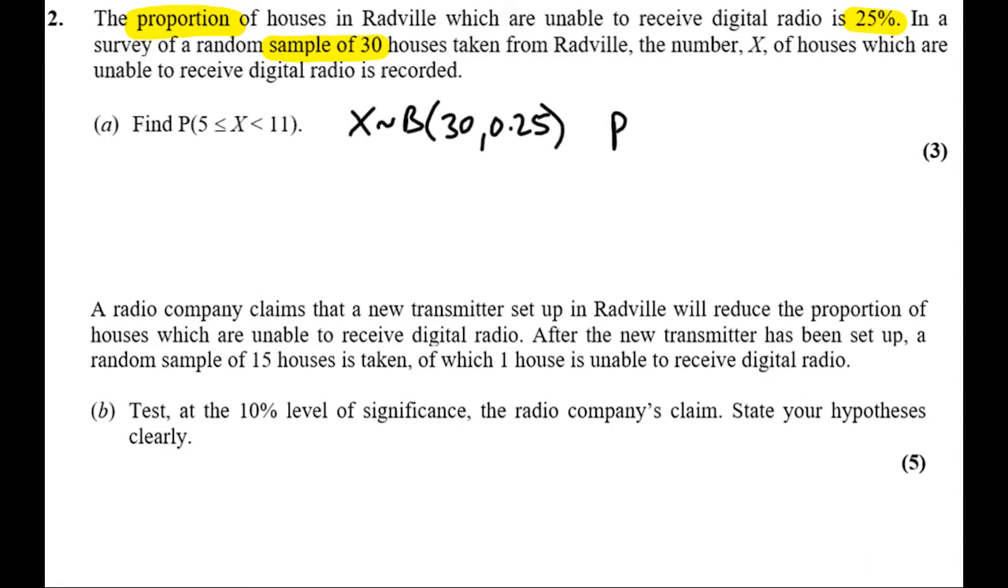Let's be very clear exactly what p represents. p is the proportion of houses that are unable to receive digital radio.